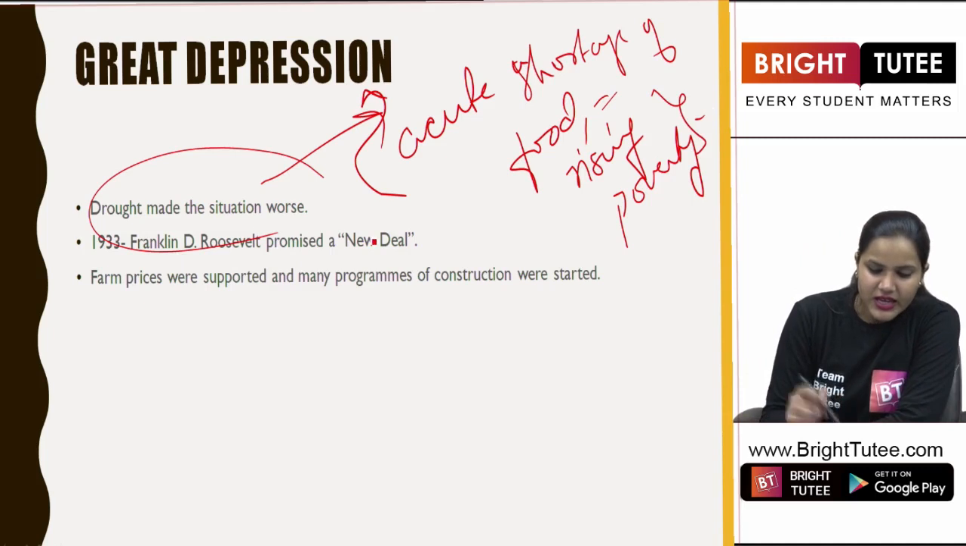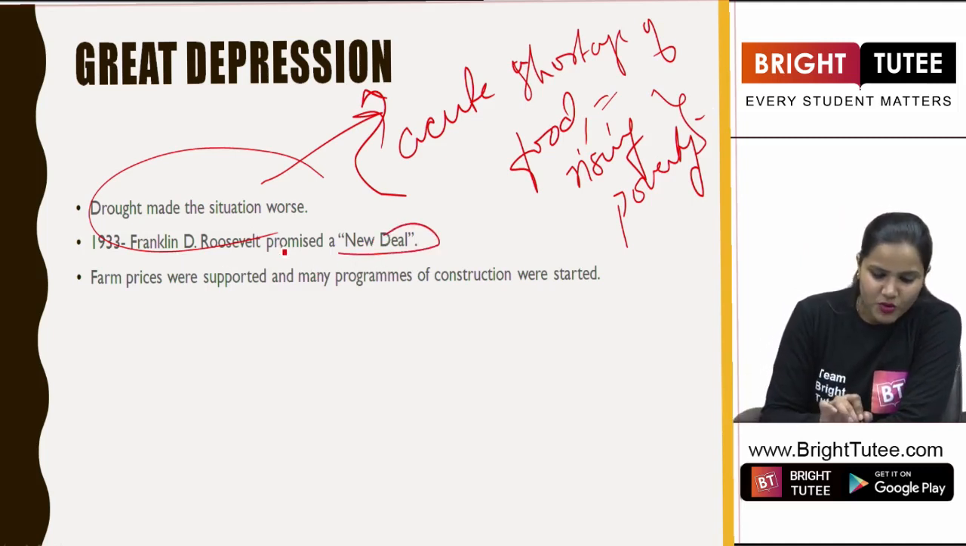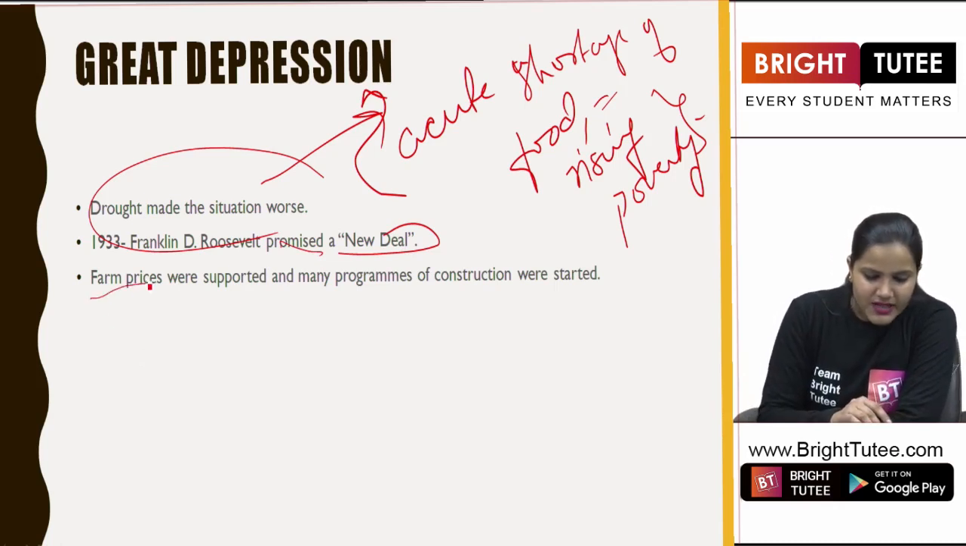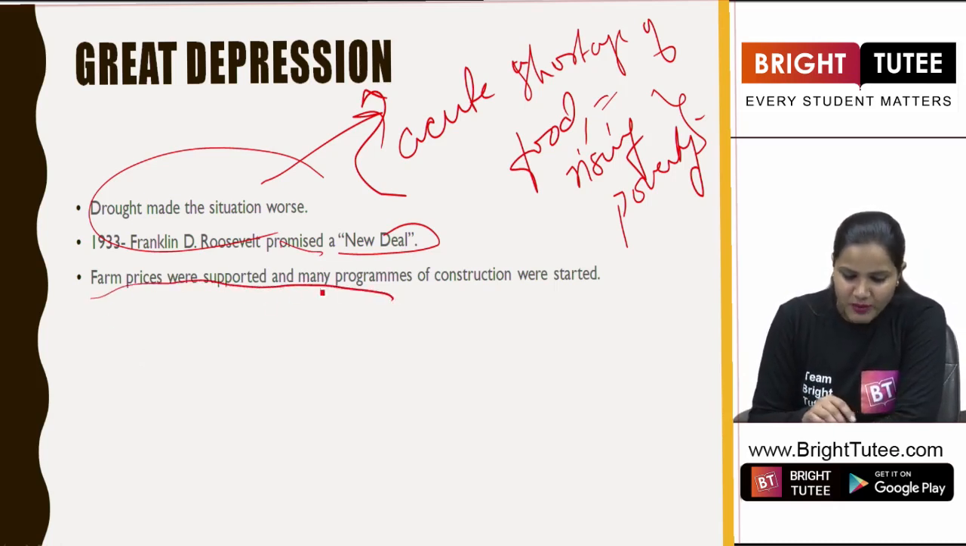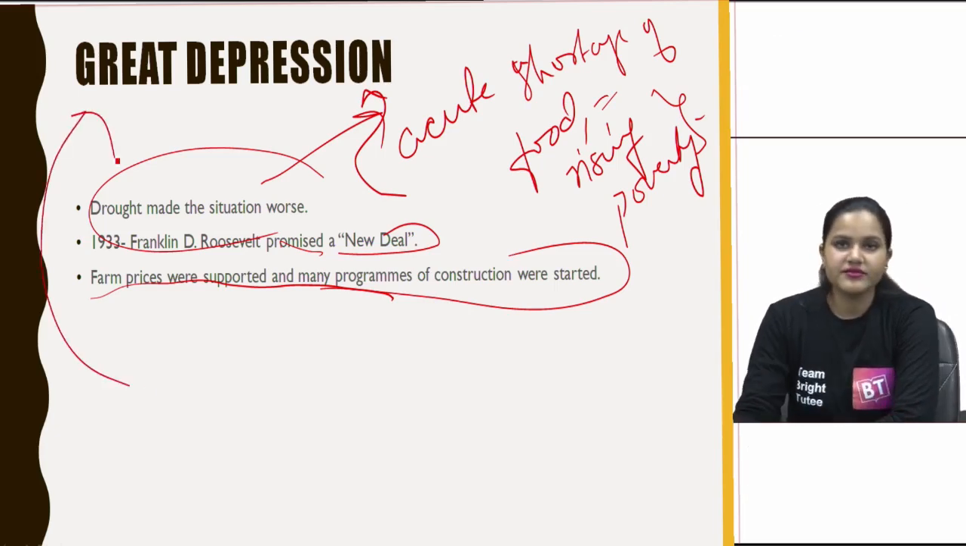In 1933, like I told you, the New Deal, that was a constructive program, was promised by Franklin D. Roosevelt. Farm prices were supported, and many other construction programs were started by him. So this is how he decided to deal with the Great Depression. Okay?